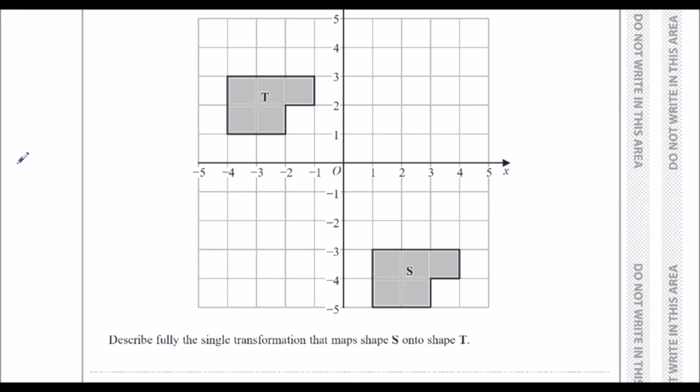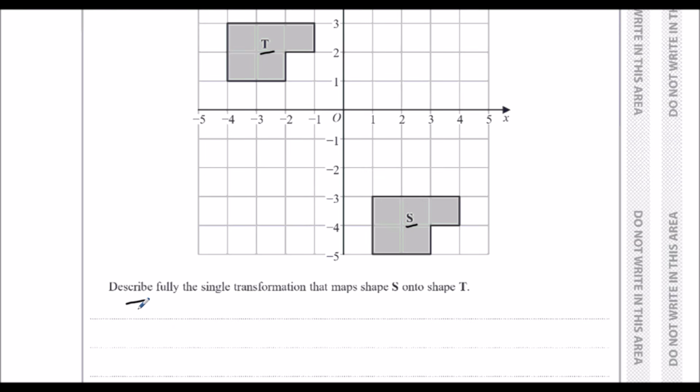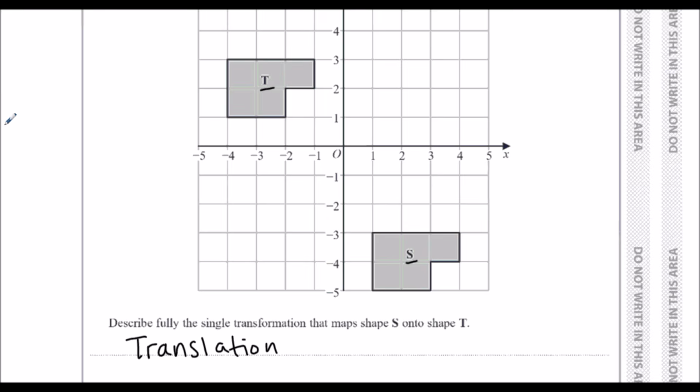Question 22. Describe fully the single transformation that maps shape S onto shape T. So we've just moved the shape. It's the same shape moved to a different position. And the word we have to use for that is a translation. So it's a translation. And now we need to know how far it's moved. So let's pick the same point on both shapes. So I'm going to pick this top corner here.